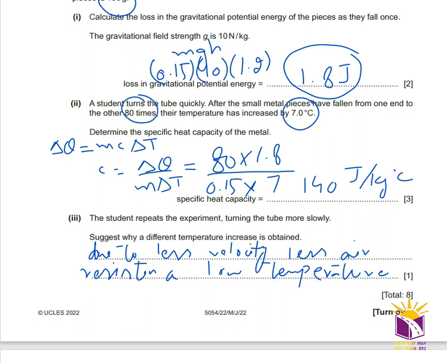Or you can also say that when we are turning it slowly, they slide with the walls of the container. So when they are moving with the walls of the container, some of their energy is transferred to the walls of the container.